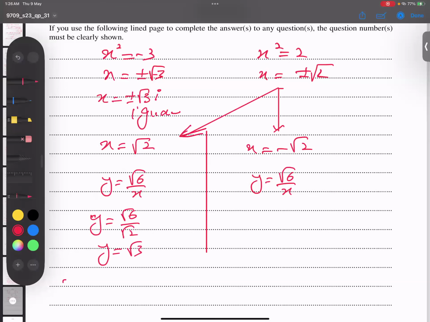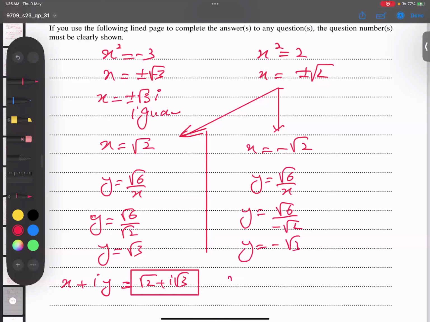It means, what is x plus iota y? So x is this, y is this. So root 2 plus iota root 3 is my first answer. And same way, students, I plug in root 6 over negative root 2, I get a negative root 3. So x plus iota y, if I check it, this comes here and this comes here, both negative values.